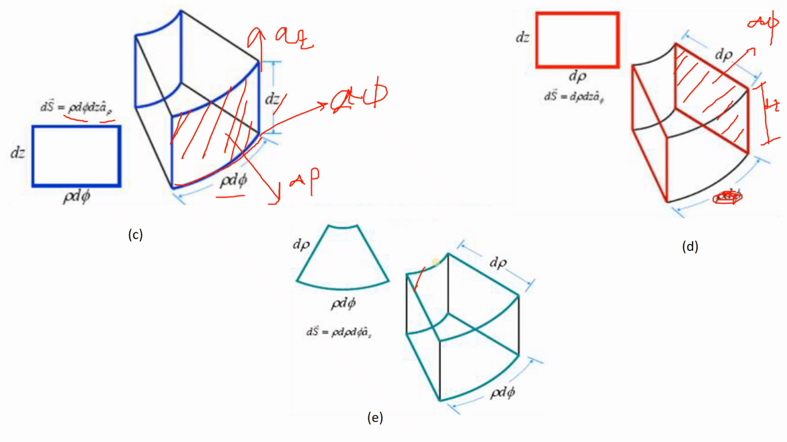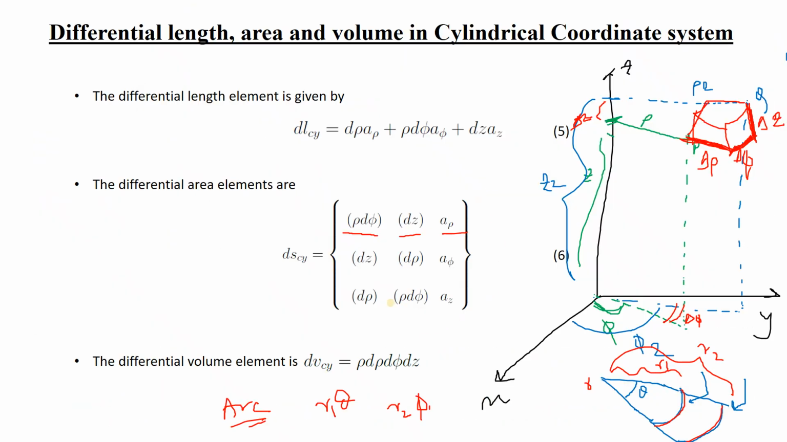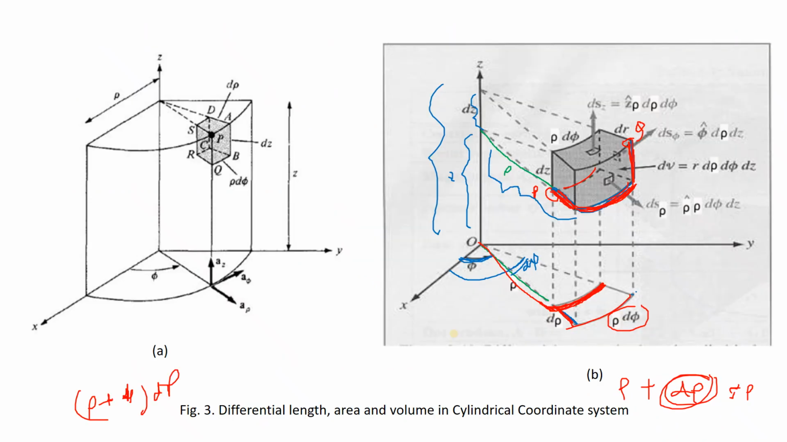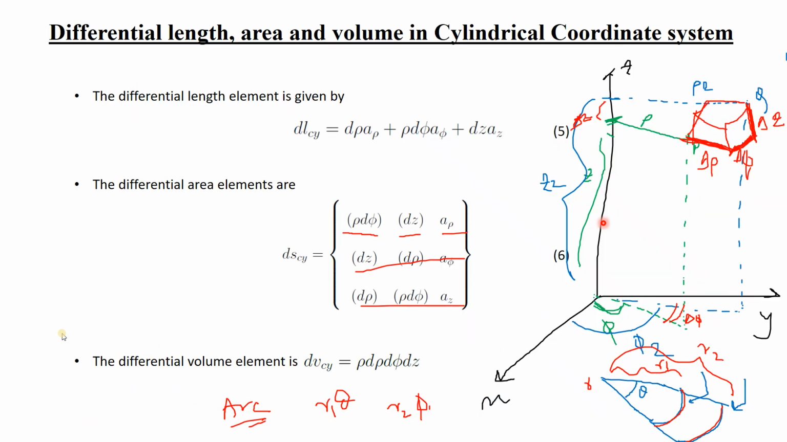And the last one is rho d phi d phi, that means the top and bottom surface. The perpendicular axis is the z axis. So these are the areas. You have to take the surface area of the three different surfaces, because top and bottom are the same, side will be the same, and front and back will be the same. So we take the top, the side, and the front. In that way, it is calculated.